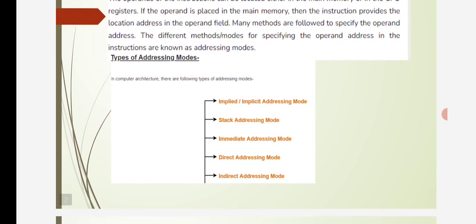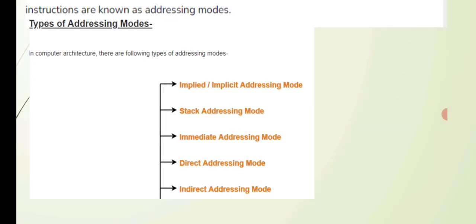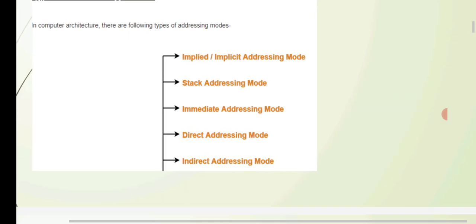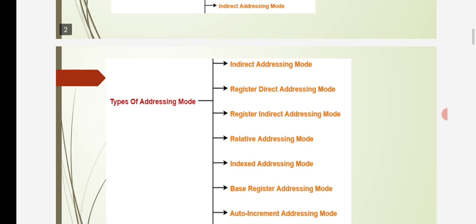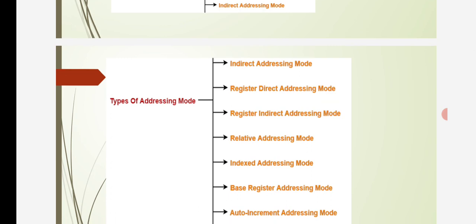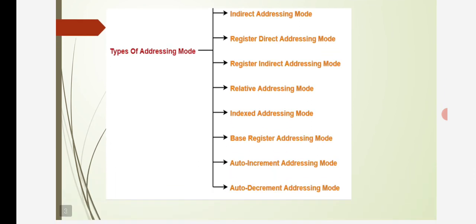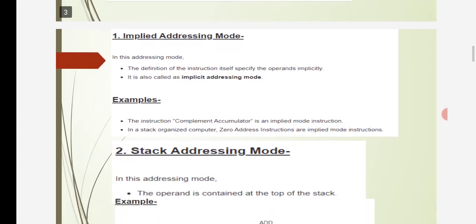Types of addressing modes. In computer architecture, there are the following types of addressing mode: implied or implicit addressing mode, stack addressing mode, immediate addressing mode, direct addressing mode, indirect addressing mode, register direct addressing mode, register indirect addressing mode, relative addressing mode, indexed addressing mode, base register addressing mode, auto increment addressing mode, and auto decrement addressing mode.